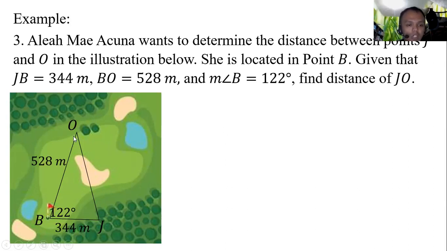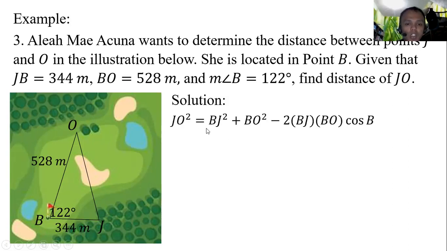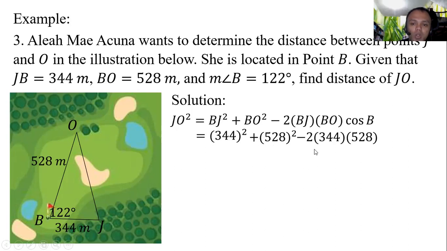That is because given dito yung two sides and its included angle. So, we have JO squared is equal to BJ squared plus BO squared minus 2 times BJ times BO, then cosine B. Ito, given. Okay? Then your JO is equal to, your BJ is 344, no? So we have 344 squared. BO naman is 528, so we have 528 squared minus 2 times your BJ is 344, your BO is 528, times cosine 122 degrees.